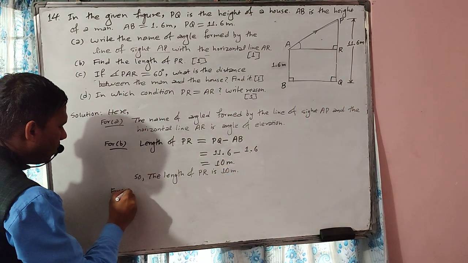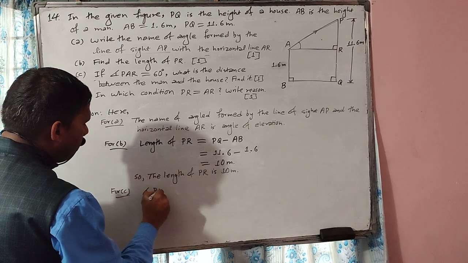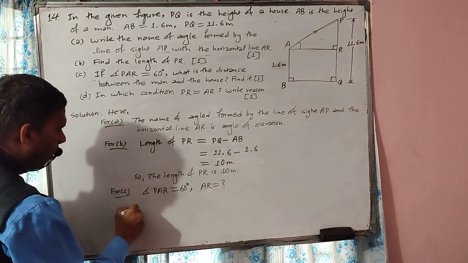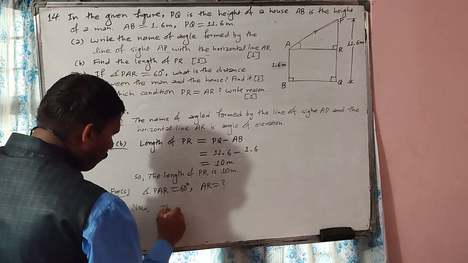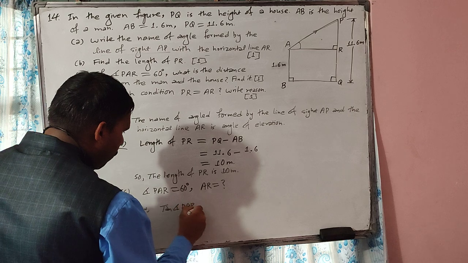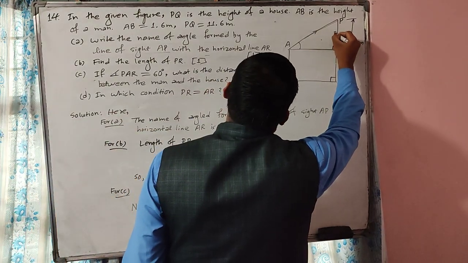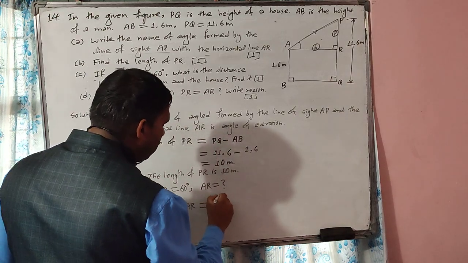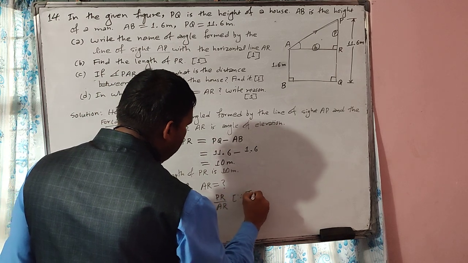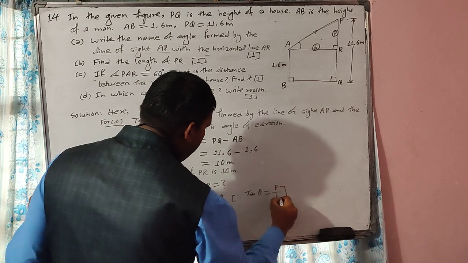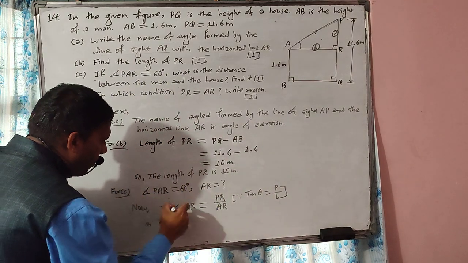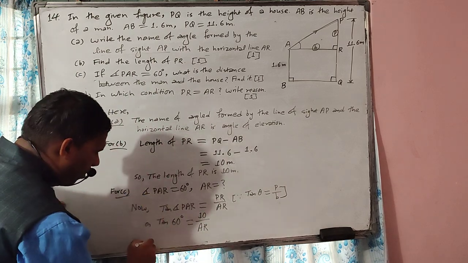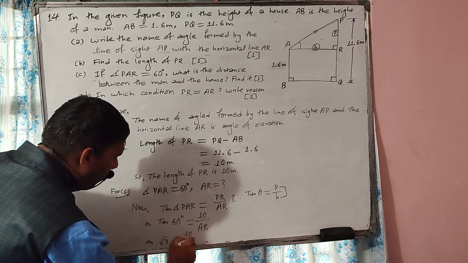Let's see. Angle PAR equal to 60 degrees. We have to find AR. In angle PAR, the ratio is perpendicular PR upon base AR. Because we know that tan theta equals perpendicular upon base, tan 60 degrees equals PR upon AR, PR is 10 meter, so 10 upon AR. The value of tan 60 is root 3, equal to 10 by AR.